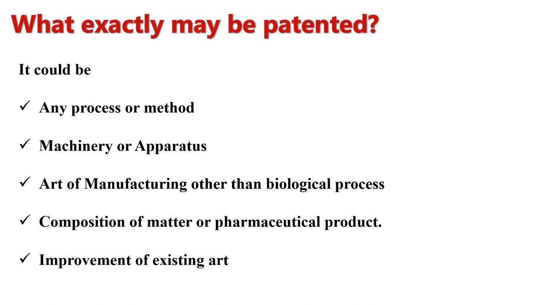What exactly may be patented? This is important: a patent can be given for a process or method. It can be machinery, it can be an apparatus, or it can be an art of manufacturing other than a biological process. It can be a composition of matter or pharmaceutical products, or it can be an improvement of the existing art. But all things should be novel.